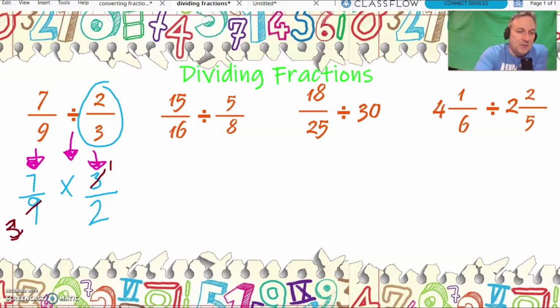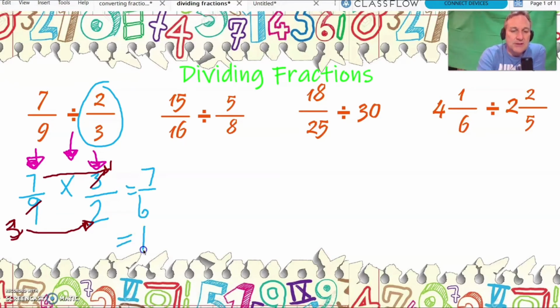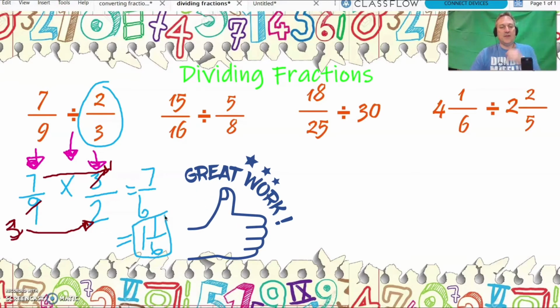And then I'm going to do the same thing with the 7 and the 2 if I can, but I can't because the only thing I can divide them by is 1, and I don't want to divide by 1s because I end up with the same thing. Then we multiply across, that times that, and that times that, and we get 7 times 1. 7 times 1 is 7, and 3 times 2 is 6, and that's an improper fraction, so we're going to rewrite that as 1 and 1/6, right? So there's your answer for that one.